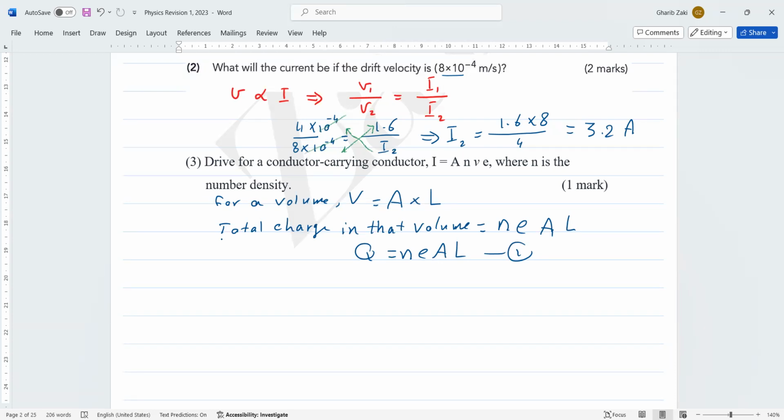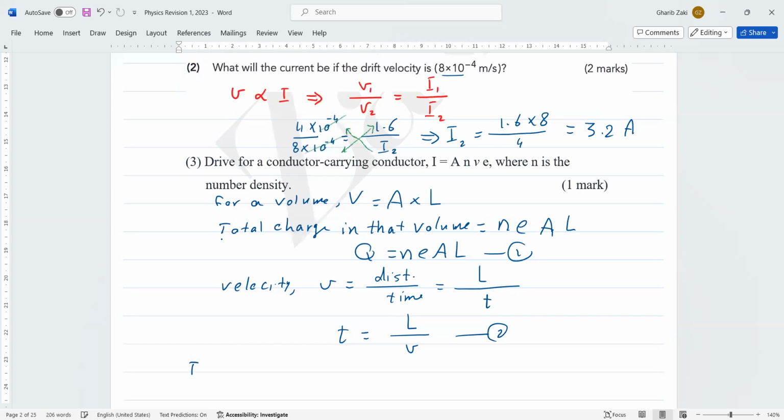We know that the speed or the velocity, denoted by V, equals the distance over the time. The distance is the length of the wire and the time is t. From this equation, we can rearrange it to get the time. So the time equals L, the length of the conductor, over V. This is equation number two.